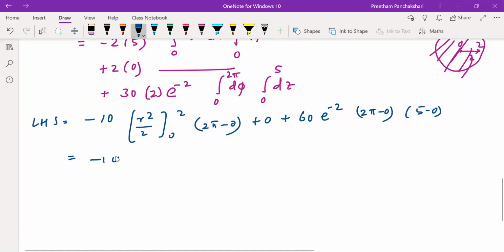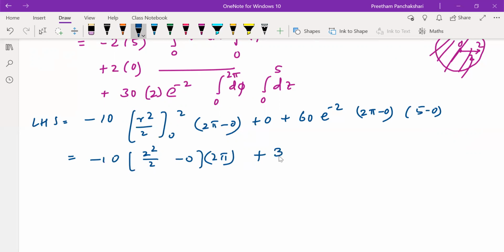Here it is minus 10. Upper limit 2 square by 2 for upper limit. Lower limit is 0 by 2 is 0, into 2 pi. Plus here it is 60 into 5 is 300, into 2 pi, e power minus 5, e power minus 2.